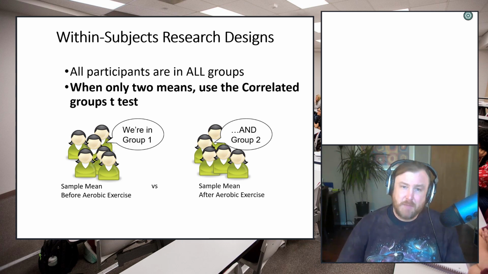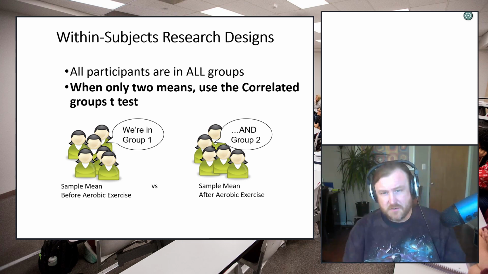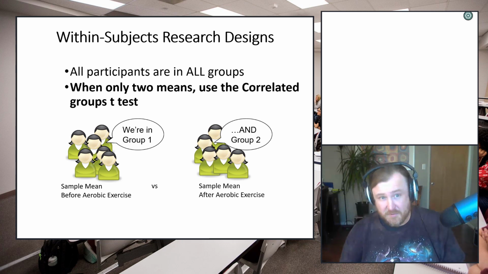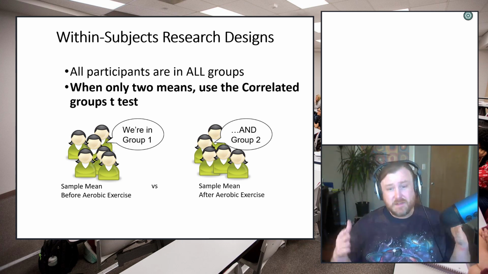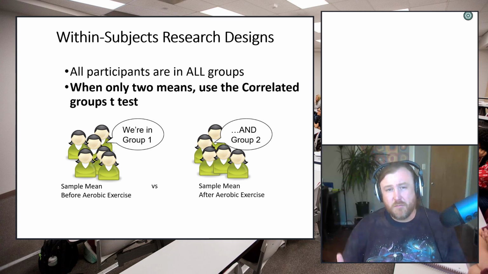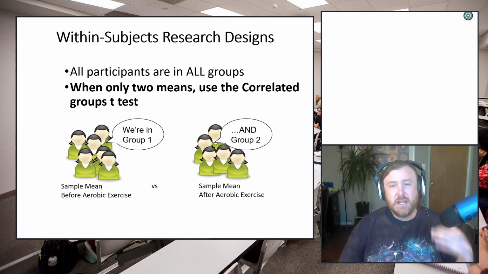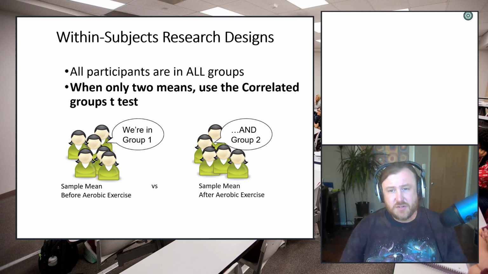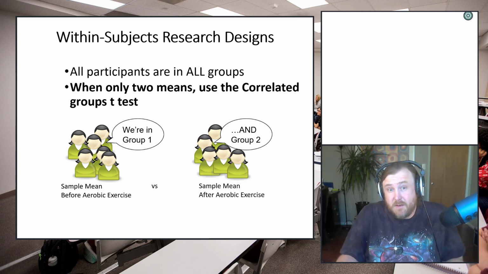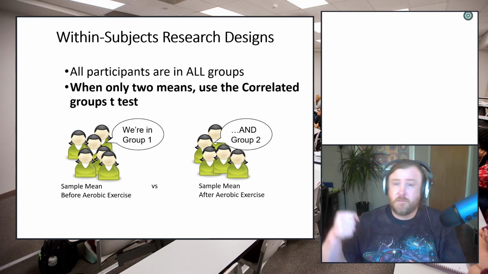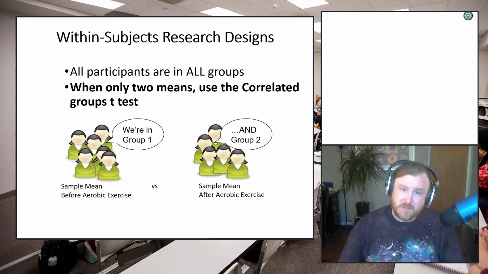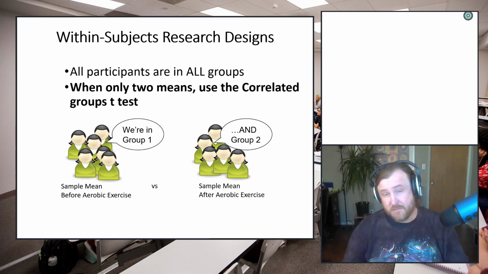He measured people at baseline, then they exercised, and then he measured them a second time 5 minutes after they exercised. So here we've collected sample data from the same people at 2 different points in time, right? Each participant received each level of the IV. So the independent variable would be time in this case. You could say before versus after, with before being the first level of the independent variable and after being the second level of the independent variable.